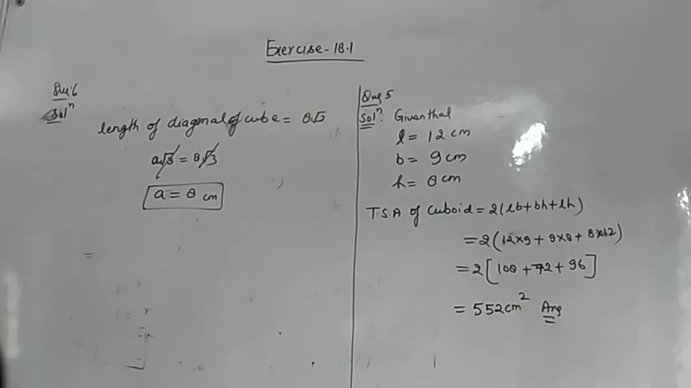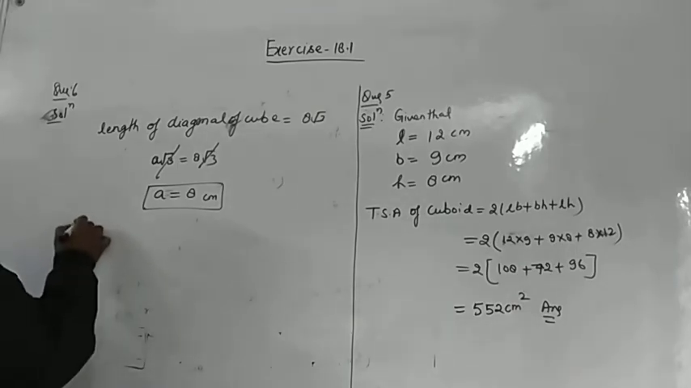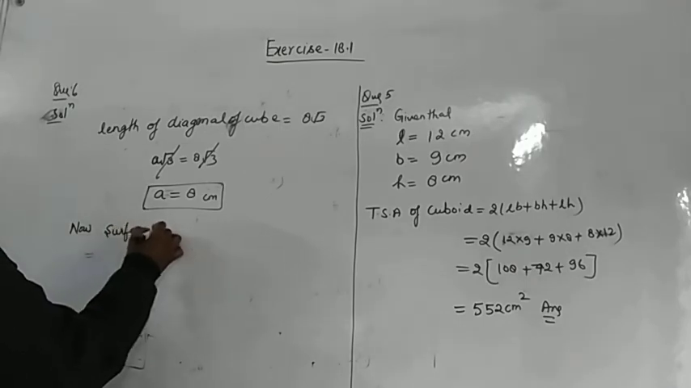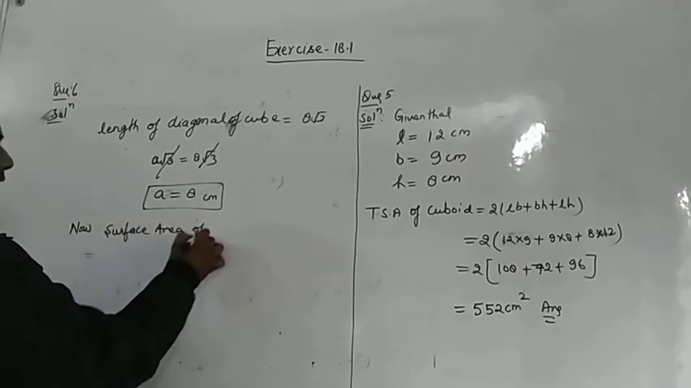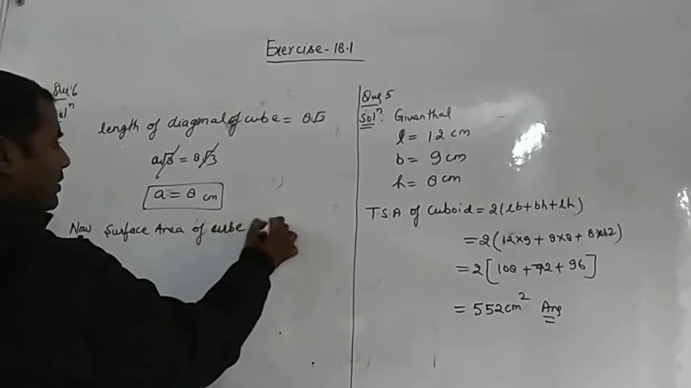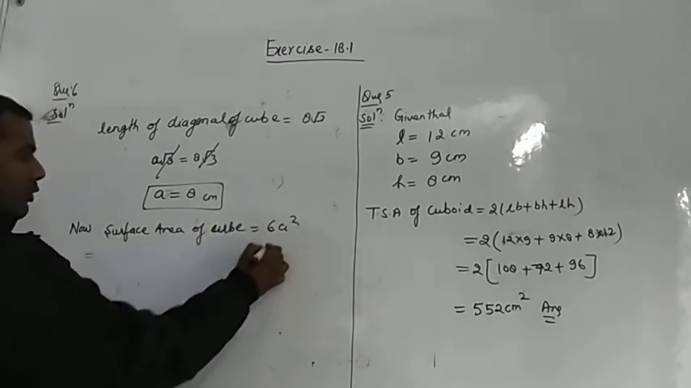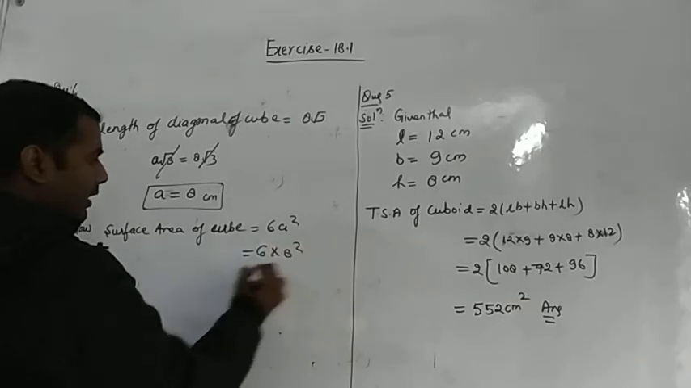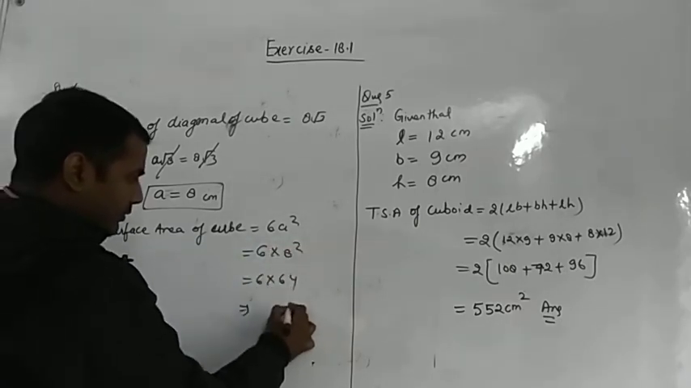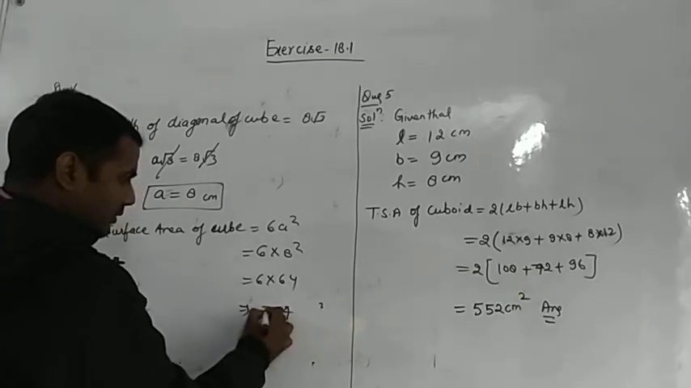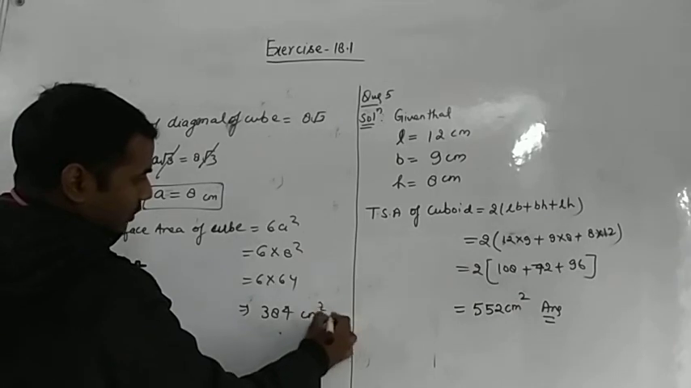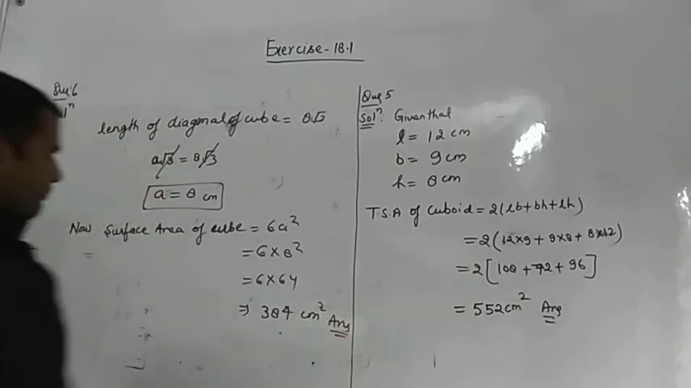Now total surface area. Surface area of cube is equal to 6a square. Now 6 into 8 square, 6 into 64, that is 384 centimeter square. This is the answer.